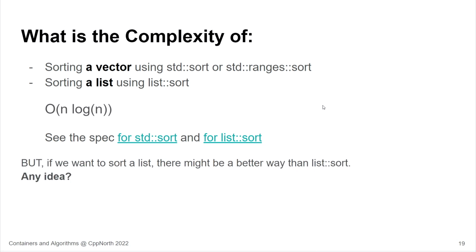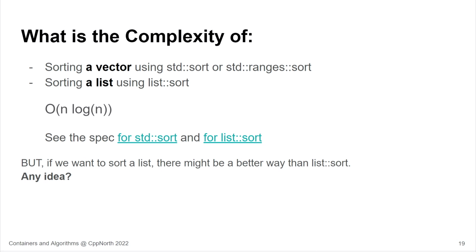So a question: if both are n log n for list and for vector, so we need to sort a list, we need to sort a vector. Is there any way, a better way maybe, for sorting a list other than calling list sort? I mean, we have a list, we want to sort it. List has a function, sort.